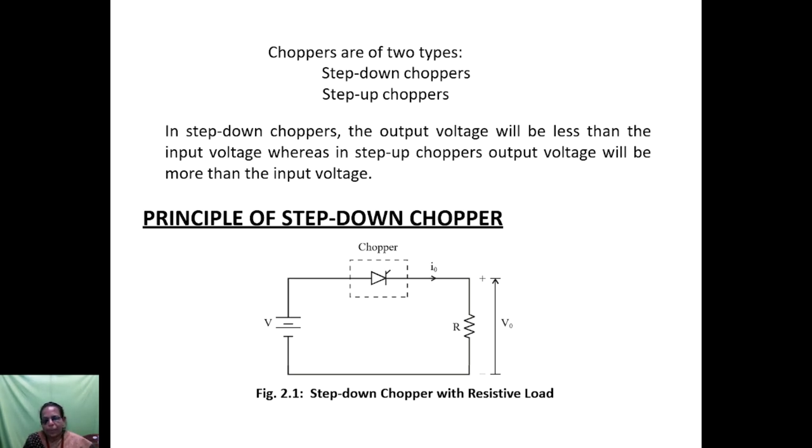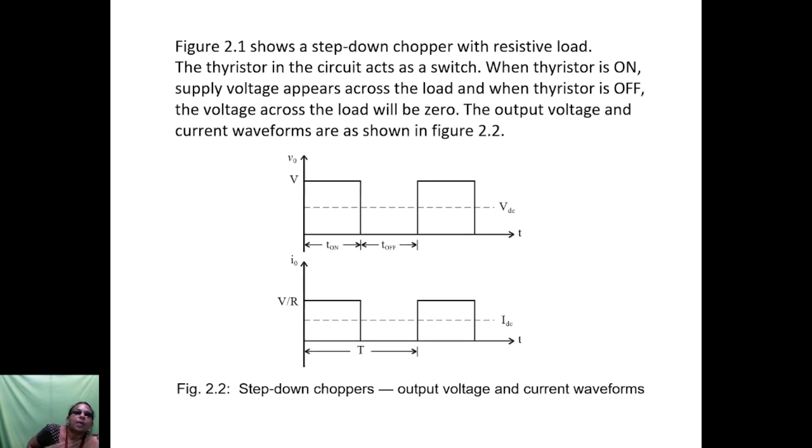Now the principle of the step down chopper. Here there is a chopper and a resistance. When the chopper is on, the input voltage appears across the resistance R. When the chopper is off, the output voltage is zero. This is the step down chopper with resistive load. Here the output voltage waveform of the step down chopper is given.